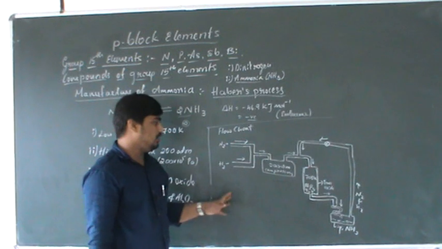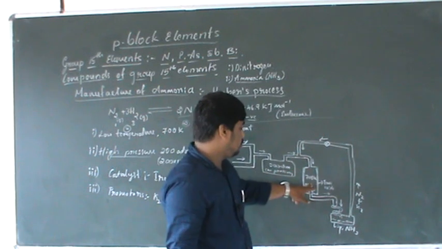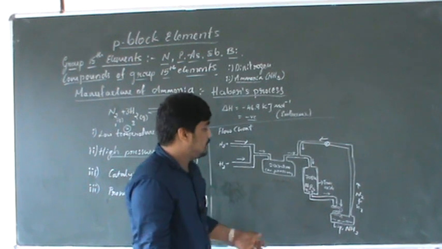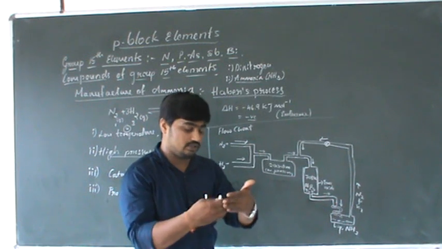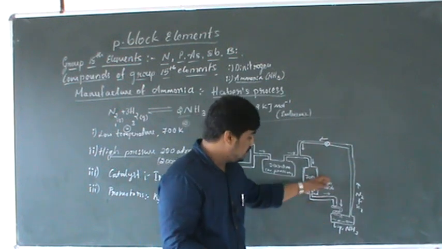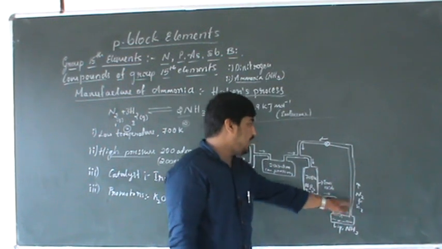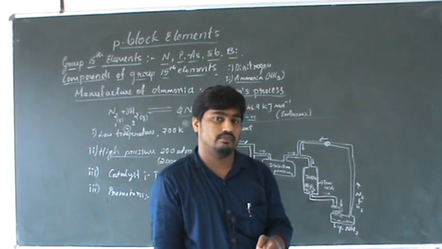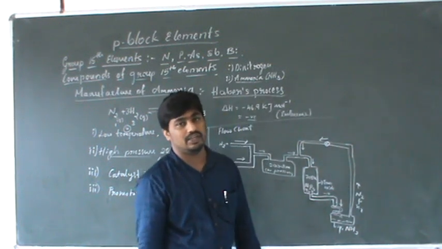Let me once again recall. Nitrogen and hydrogen gas is compressed to around 200 atmospheres and passed through the catalytic chamber at 700 Kelvin temperature, containing iron oxide. Iron oxide gives more surface area for the nitrogen and hydrogen gas to react, and ammonia gas is produced. That ammonia gas is passed through the condenser, then we get liquid ammonia. And a very important thing is that the produced products are separated from the reaction conditions.